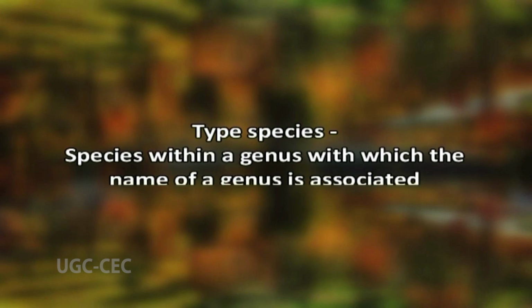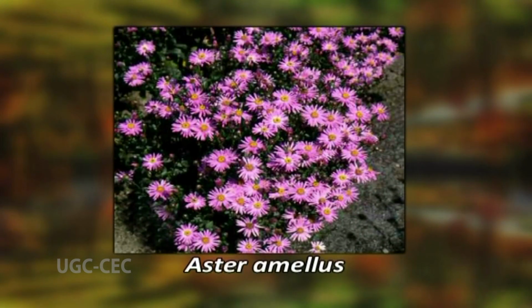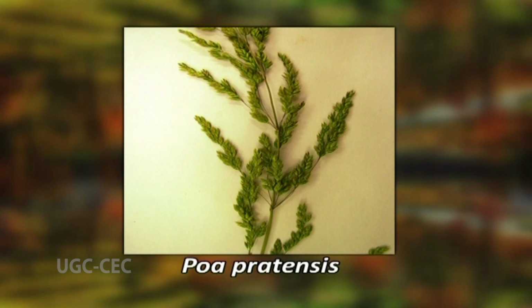Now, we discuss type species. A type species is a species within a genus with which the name of the genus is associated. Each genus must have a designated type species. The description of a genus is usually based primarily on its type species, modified and expanded by the features of other included species. The generic name is permanently associated with the name-bearing type of its type species. For example, the type species of genus Aster is Aster amellus and of genus Poa is Poa pratensis.